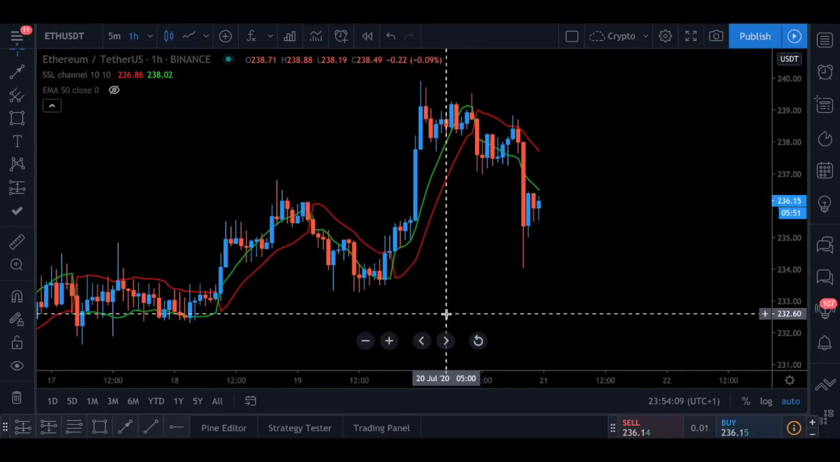So the way the SSL channel works is if the green line is on top of the red line, then we are looking at an uptrend, and if the red line is above, we're looking at a downtrend. So green equals buy, red equals sell.